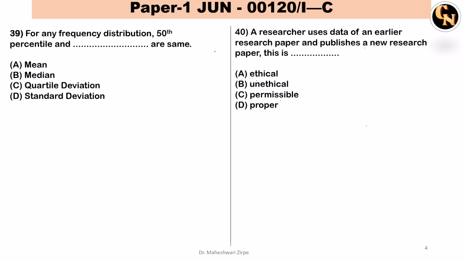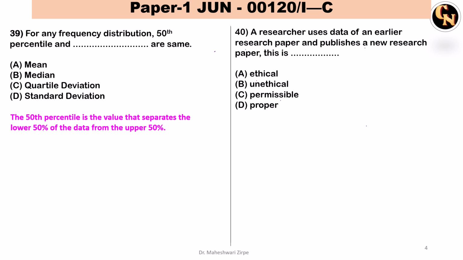Now the next question is, for any frequency distribution, 50th percentile and dash are the same. So the option given is mean, median, quartile deviation and standard deviation. So student, you should know that 50th percentile. Nowadays the marks are told in percentile, that he is 20 percentile he has scored, or 50 percentile he has scored. What does that mean?